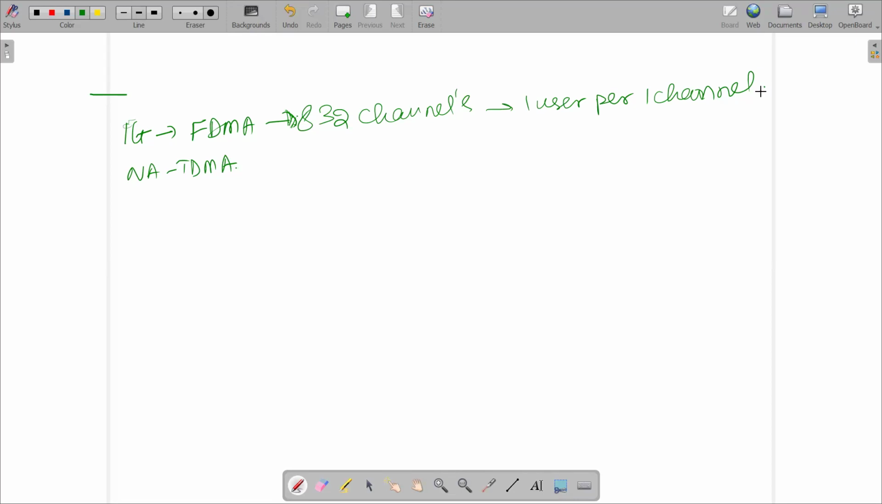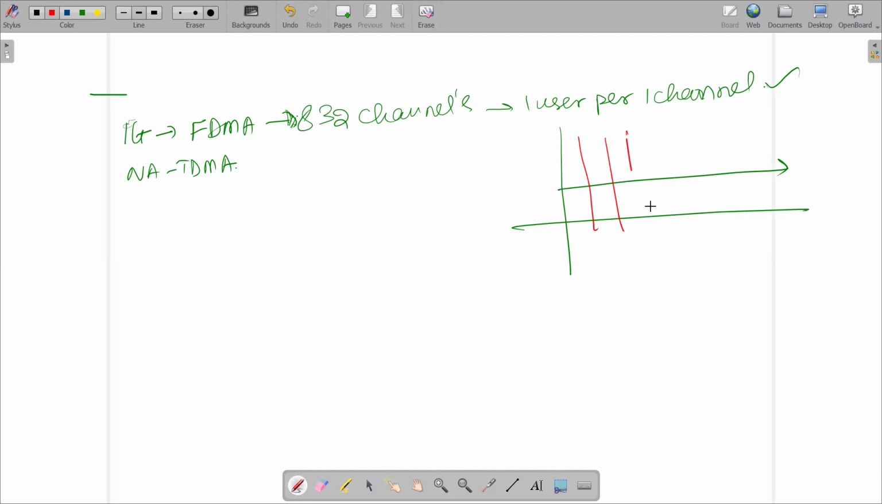So what exactly is this TDM? Here we know frequency is very costly. If a frequency is assigned to one subscriber or one user, then that will remain in use, so others can't use. That's why they went for TDMA. Simply, the same frequency will be divided into time slots.